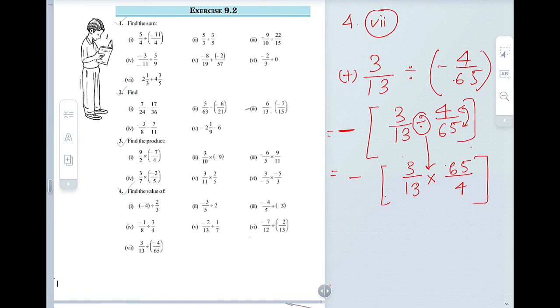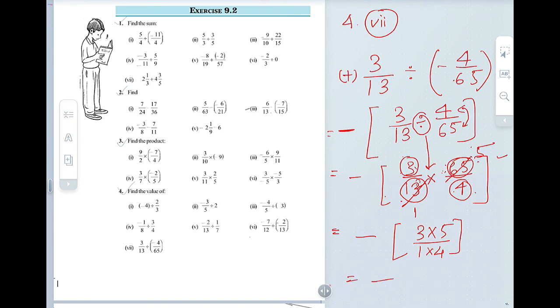Now just check whether there is any common factor between these two numbers 13 and 65. Of course there is. So it will be 5. 3 and 4, no, these are co-prime numbers. 3 and 1, of course not. 5 and 4, of course not. So it will be minus 3 into 5 in the numerator, in the denominator 1 into 4. So at last the answer is coming minus 15 by 4. So in question number 4, the last sum, we are getting minus 15 by 4 as answer.